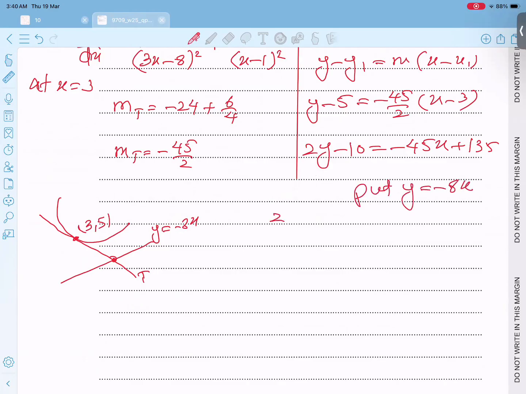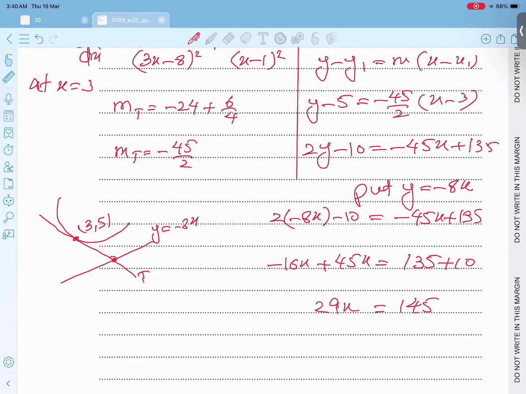So 2 times negative 8x, negative 16x, minus 10 is equal to negative 45x plus 135. So this becomes what? Negative 16x plus 45x comes to this side, and 135 and 10 go to the other side, 145. And here I get 29x. So 29x equals 145, and if I divide 145 by 29, I get the value 5. It means the x where they intersect is 5.